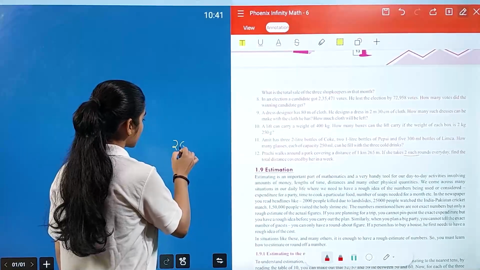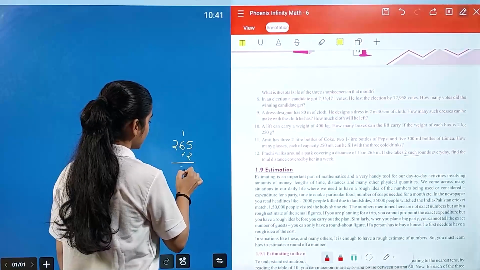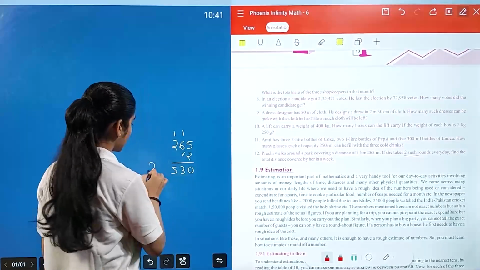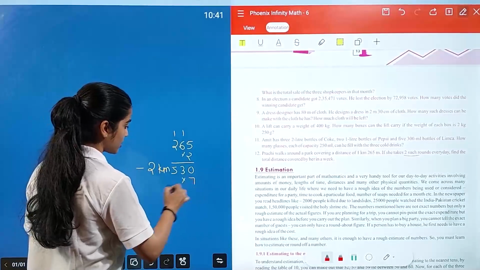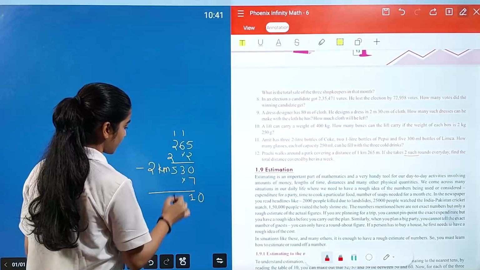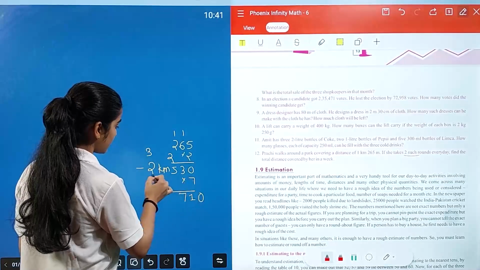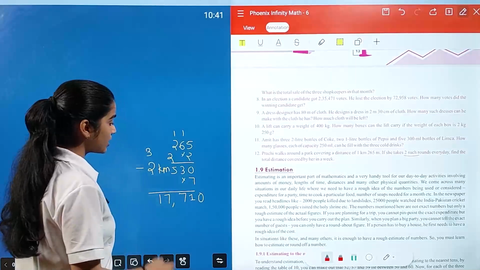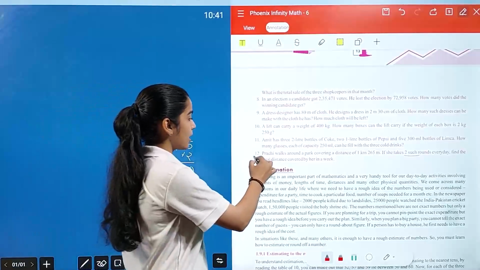So 265 multiplied by 2, that is 530 meters, and 2 kilometers. So this is the total distance every day. Now we have to multiply it with 7. So 7 times 0 is 0, 7 3s are 21, 7 5s are 35, 7 3s are 21 and 7 2s are 14, 14 plus 3 is 17. So 17 kilometers, 710 meter is the total distance covered by Prachi.